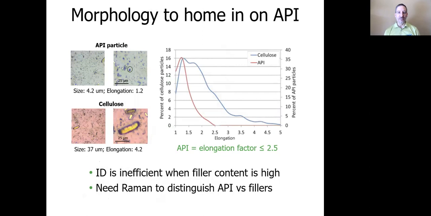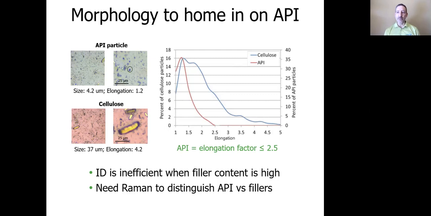with some distribution of size itself, where cellulose is a little bit larger, so about 37 microns. But the key thing is that it also has an elongation factor, so it's much more tubular in appearance. So if we look at a distribution of particle types within the sample, you can see that the elongation factor of the API drops off dramatically at about 2.5, whereas cellulose has a wider particle size distribution, with elongation factor from about 1 to 5.